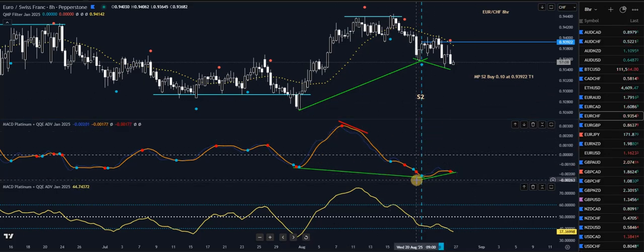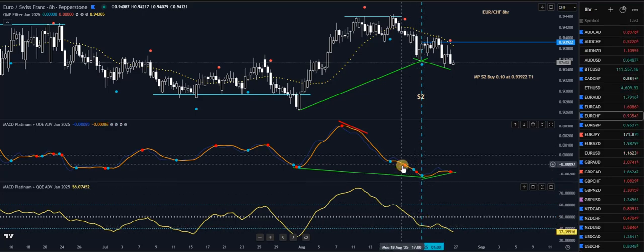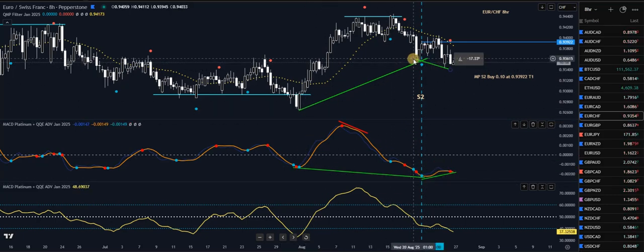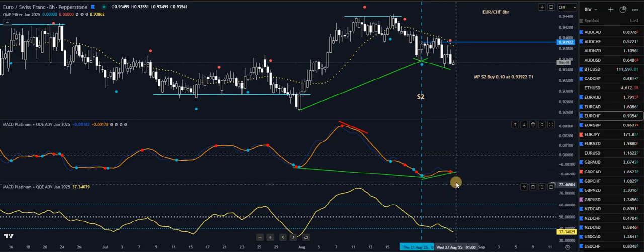MACD Platinum buy trade. The QQE was still above the 40 level, but there was hidden bullish divergence there, which I like. Now what's happened since then, we've got potential regular bullish divergence for me. So we've got the old 1, 2 and divergences. This sell signal here, I couldn't take it. It wasn't a valid signal.